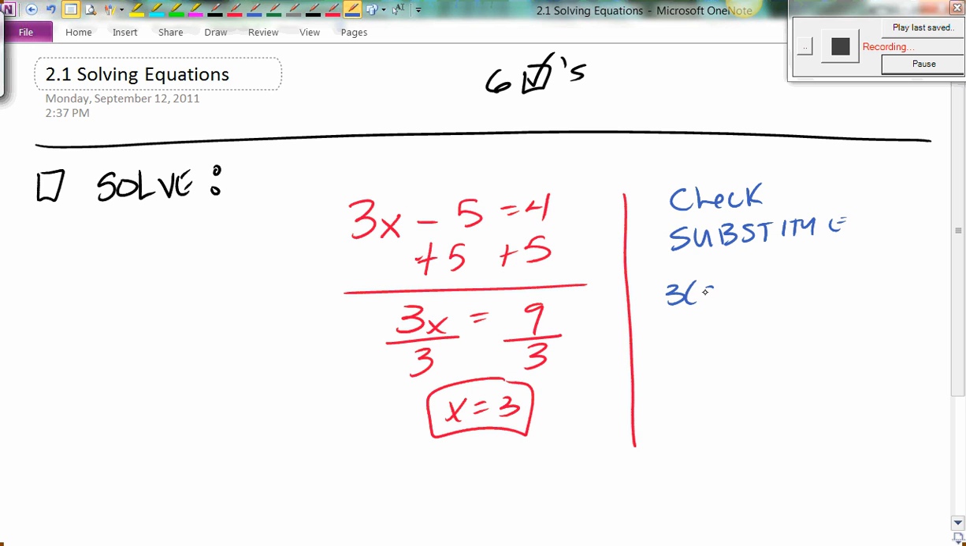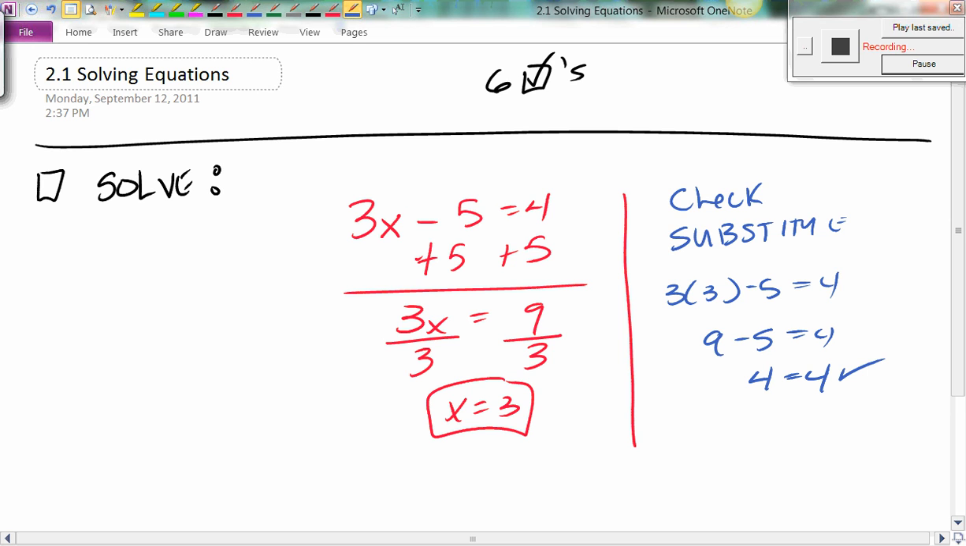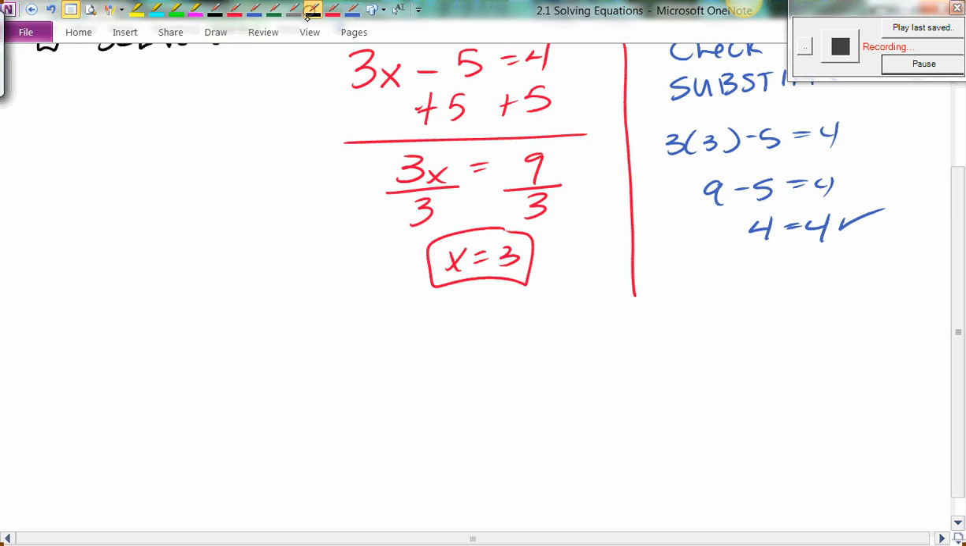So 3 times 3 minus 5 is 4. So 9 minus 5 is 4. Yep, 4 is 4. I have found the one real number out there in the world that makes this a true statement. I'm feeling pretty good about myself. You guys okay with that? All right, so there is a larger philosophy going on here, right? And speaking of stuff, let's try this.